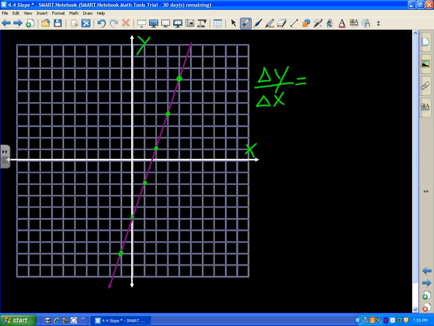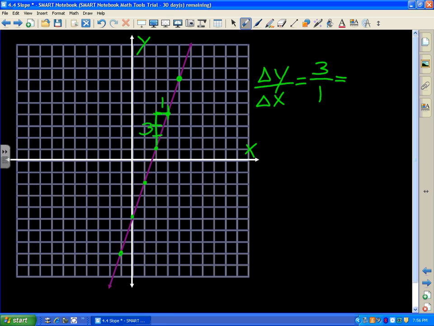Change in y is your vertical change. So for this one, we're going to go up. So we've gone up 1, 2, 3. If we go up, it's a positive number. So we've gone up positive 3. That's our change in y. And our change in x is a horizontal change. So we're going over to the point, and we've moved over 1 to the right. If we move to the right, it's a positive number. So we have 3 over 1 now.